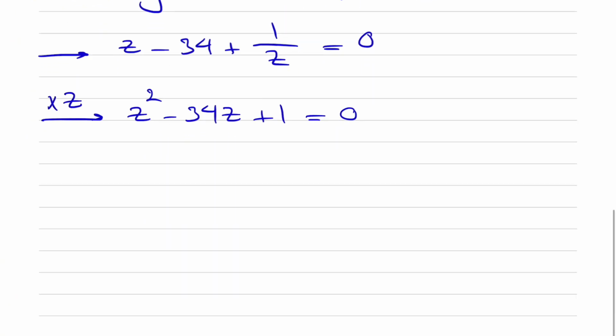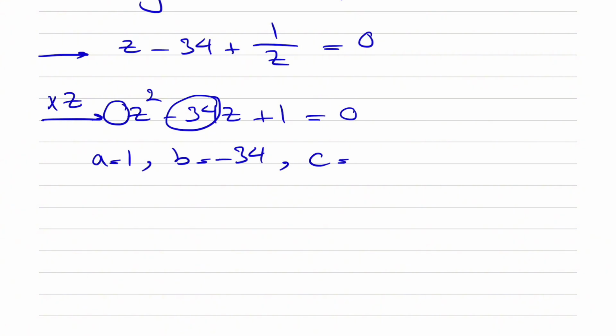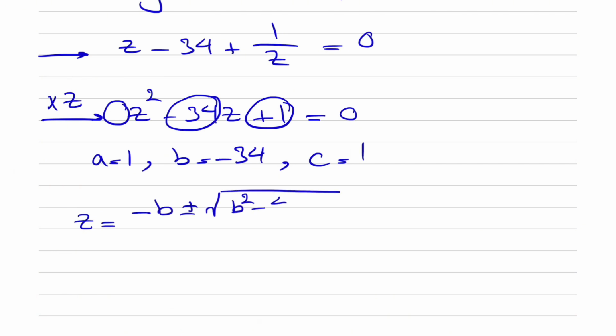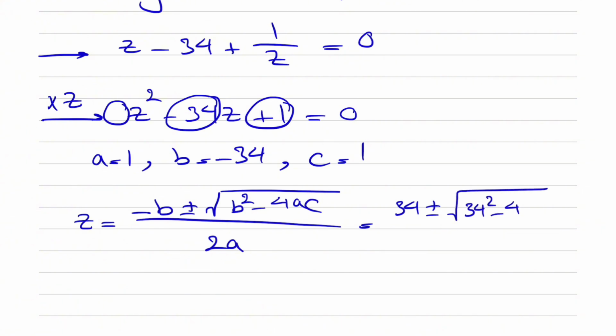And if we look at this, we'll see that we have a quadratic equation. So let's find our a, b, c in here. Our a is what we have in here, 1. Our b is minus 34, and our c is 1. So if we want to find our z, we have the quadratic formula, minus b plus or minus the square root of b squared minus 4ac over 2a. So minus b is 34 plus or minus square root of 34 squared minus 4 times a times c over 2.